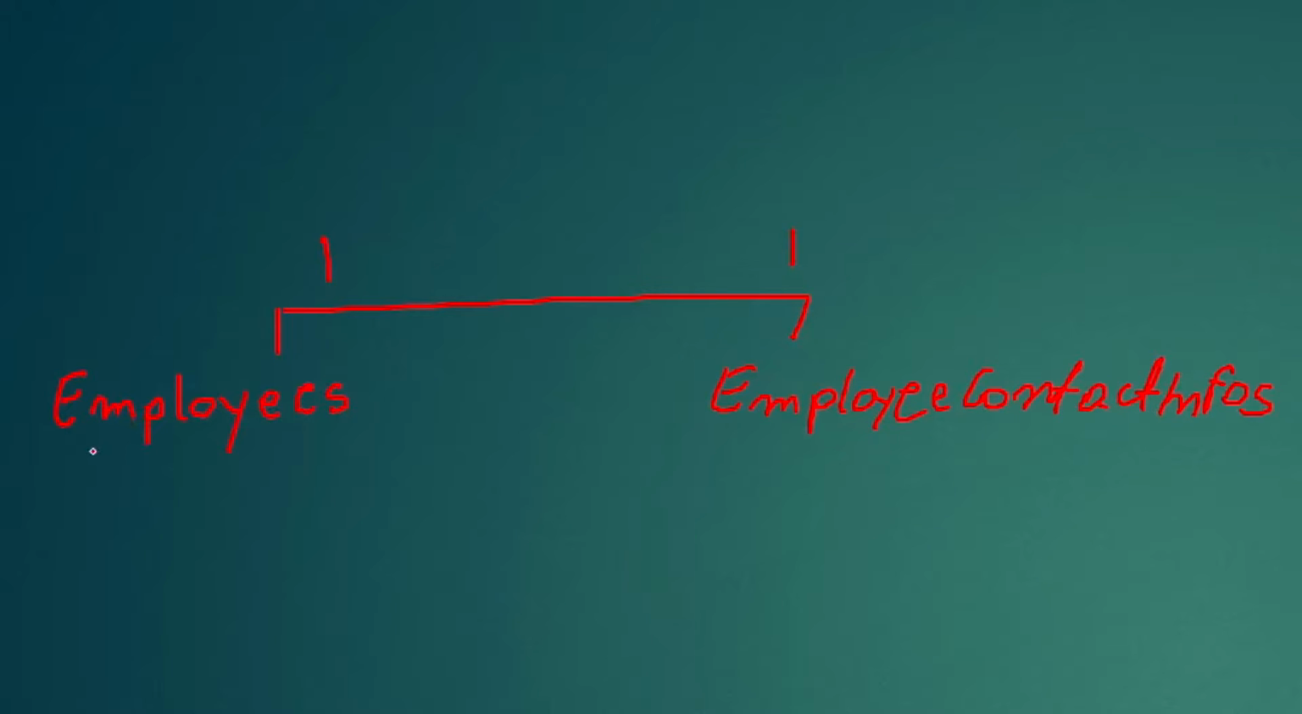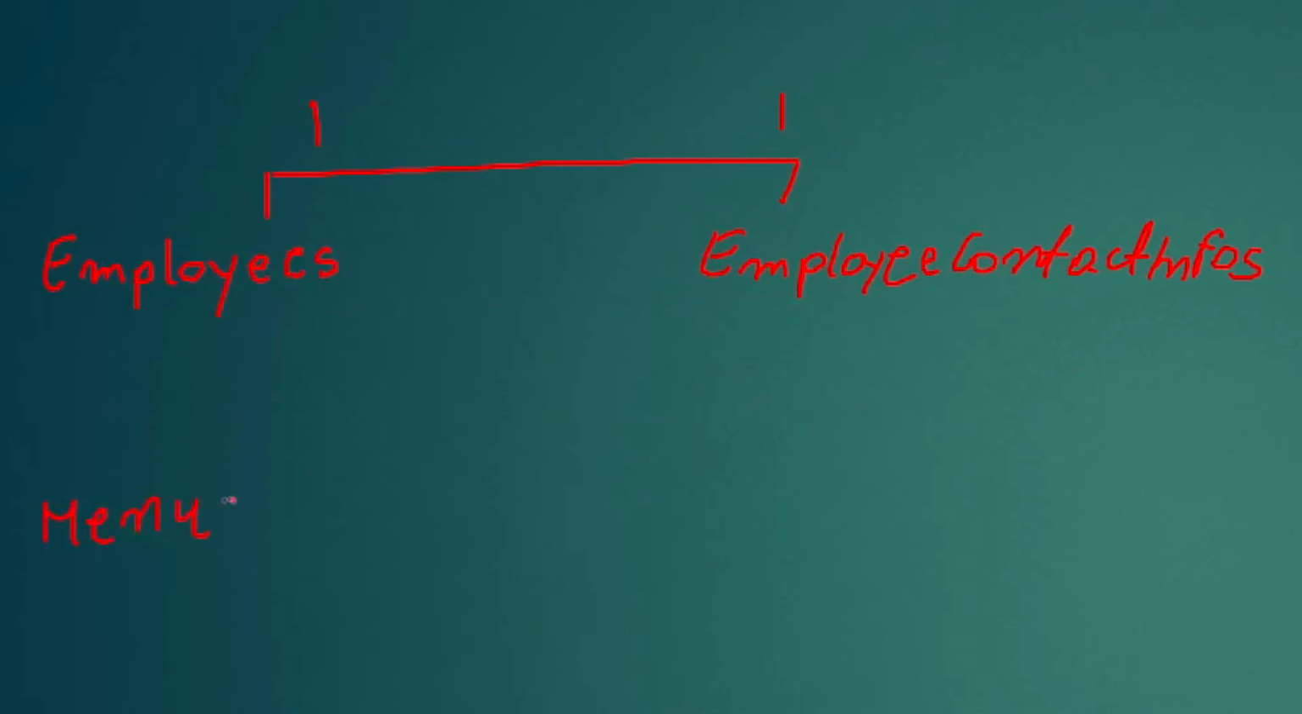As you see, we will have one table called employees and one employee contact infos, where we will have, for instance, the address of that employee. So it will be the one-to-one relationship.